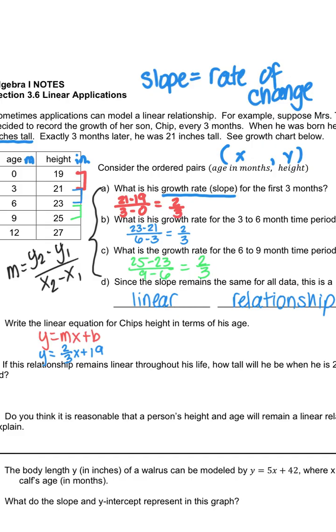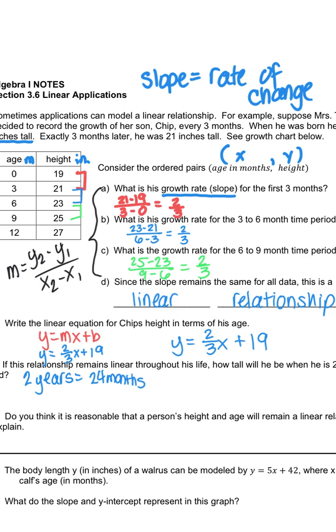So his linear equation for his height in terms of his age is y equals 2/3 x plus 19. Now, if this relationship remains linear throughout his life, how tall will he be when he is 2 years old? So 2 years, we know 2 years equals 24 months. And we want to switch that to months because, when we look at our chart, his age is in months.